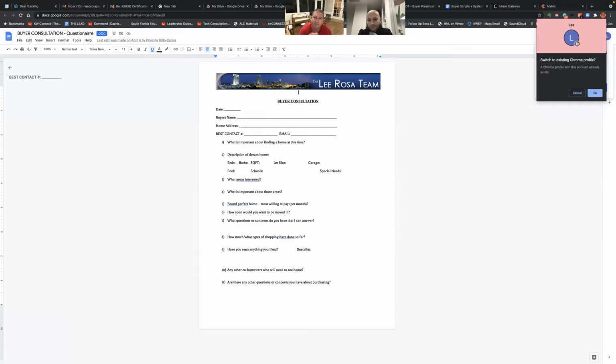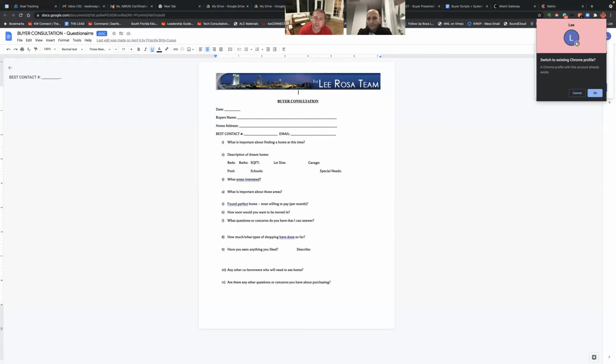Perfect. And how many bathrooms are you looking for? At least 3. Okay. And would 2.5 be a deal killer? No. Okay. What about 2? Depending on the house, of course. So we can do a search from 2 to 3 bedrooms. I mean, bathrooms. Yeah. Cool.